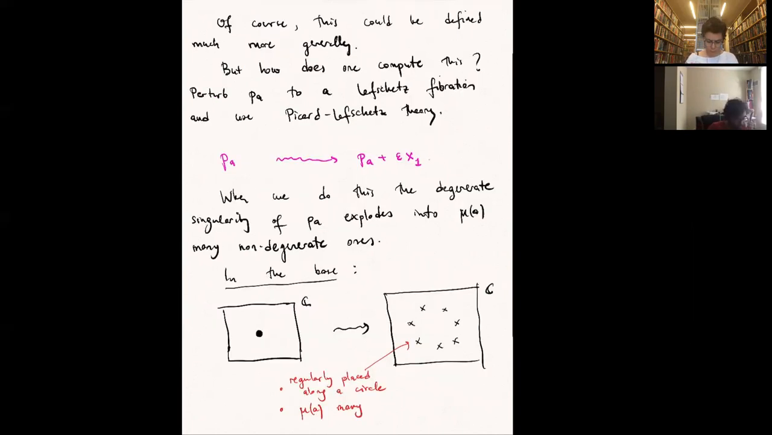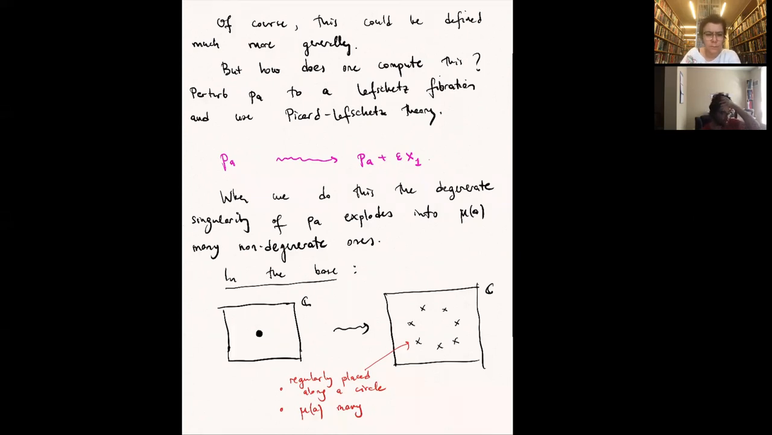And of course, you notice that this definition is a lot more general than just for the map given by the chain type invertible polynomial. I won't try to say how general it is, but you can guess it. Now the question is, you define this, but how do you actually compute it? To compute it, that's where the Picard-Lefschetz theory comes in.